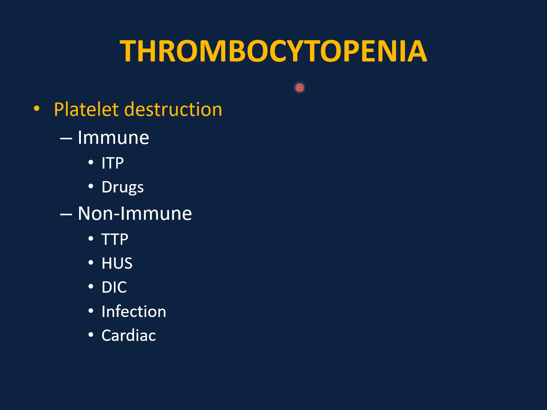Other causes of thrombocytopenia because of platelet destruction. This can be immune or non-immune. Immune means destroyed by antibodies, like in cases of idiopathic thrombocytopenic purpura or medications. Non-immune, like in case of thrombotic thrombocytopenic purpura, hemolytic uremic syndrome, DIC, infection, cardiac, like for example artificial valve.